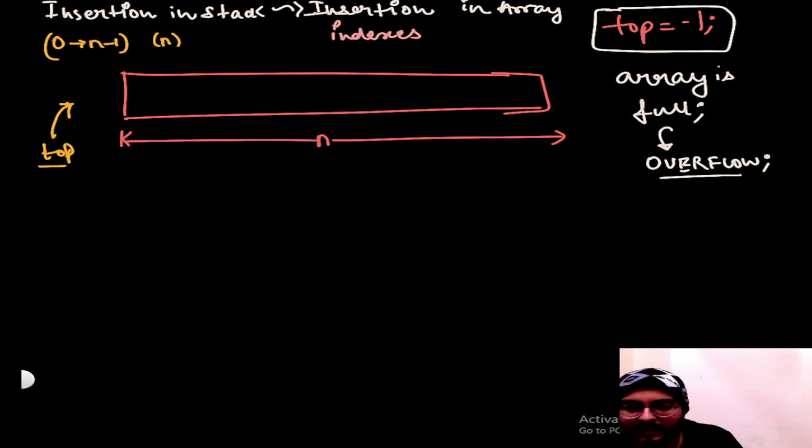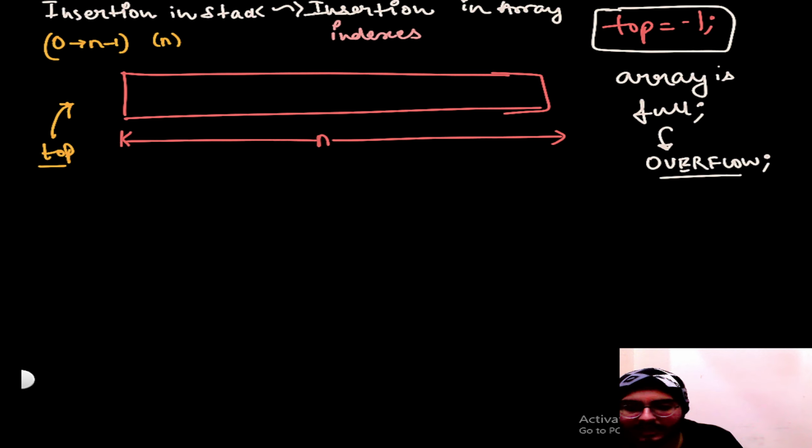Now when I am asked to push 10, what I will do is increment top plus plus, then array of top is equal to 10. This is the case when it has passed the check for the condition of overflow. Then I am doing this. So here I will put 10 over here, and now my top points over here. Correct.